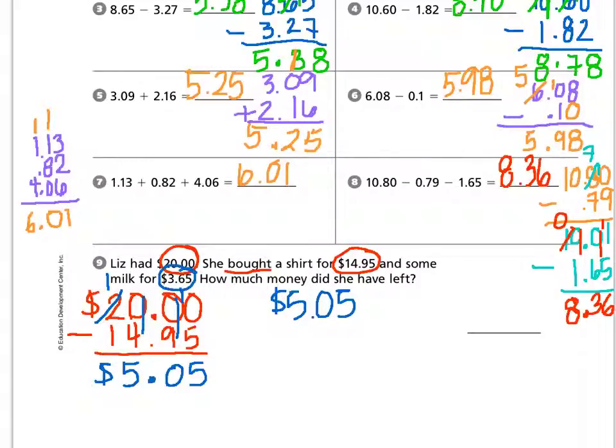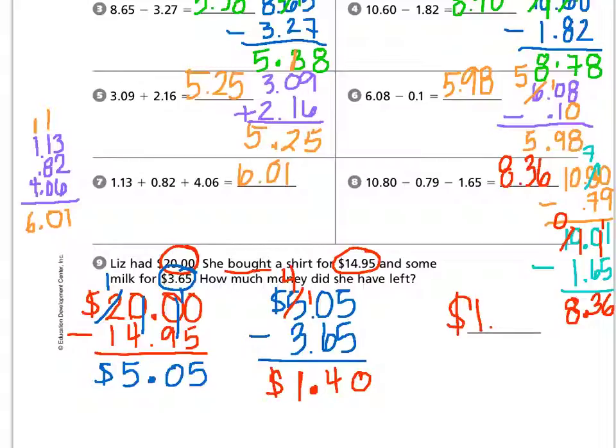She also bought milk for $3.65, which I need to subtract from $5.05. 5 minus 5 is 0. I'm going to have to borrow from this 5 though, make it a 4. Now I have 10 take away 6, which is 4. Bring down the decimal. 4 take away 3, which is 1. So Liz has $1.40 left over after she's bought everything. Make sure to have all of your work.